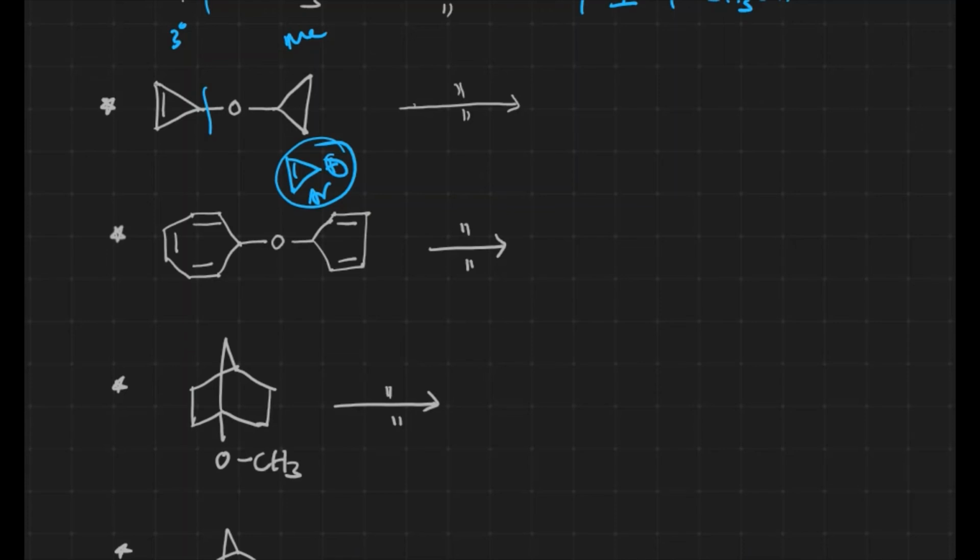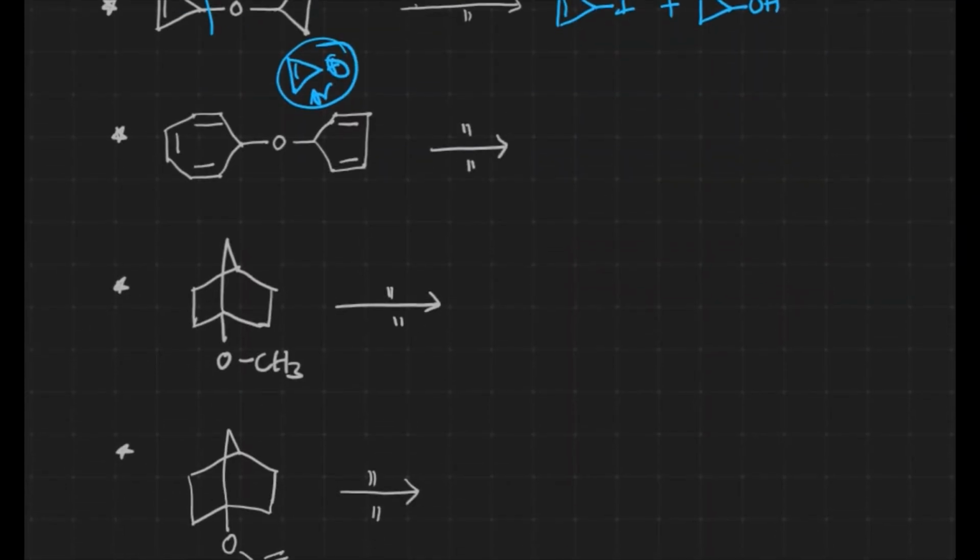Then what do we expect? Iodine over here and hydrogen over here. What happens over there? We'll get this compound, something like this, plus cyclopropyl alcohol over there. Okay, here also the same thing.